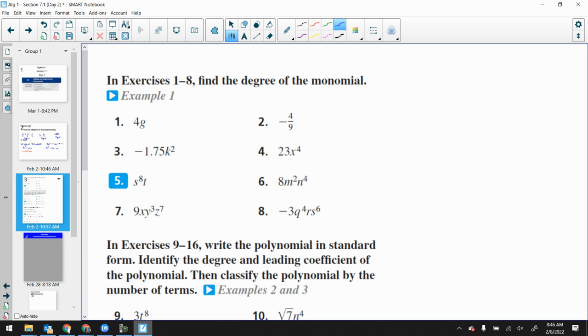Even though we didn't have to do number 2, wouldn't that have to be 0? Yeah, good. Even if it's just a number, it's a 0. So looking at number 2 there, that would have been a 0 degree. Just a number is a 0 degree. Can you go over 21? Yeah. Let's take a look at 21.